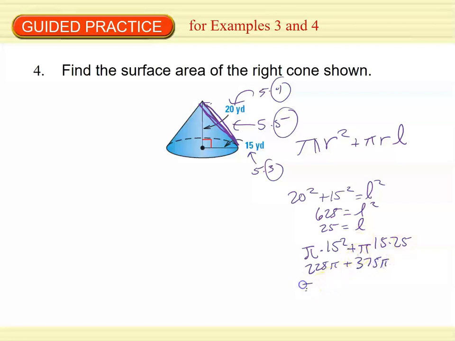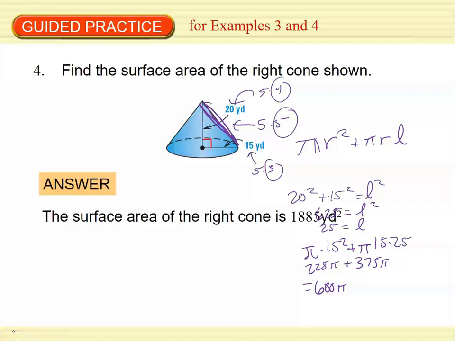And then 225 plus 375, 25 plus 75 is 100. 200 plus 300 is 500 plus that extra 100, so that's 600 pi. So you can choose to write your answer. Our units were yards, so surface area is going to be yards squared.